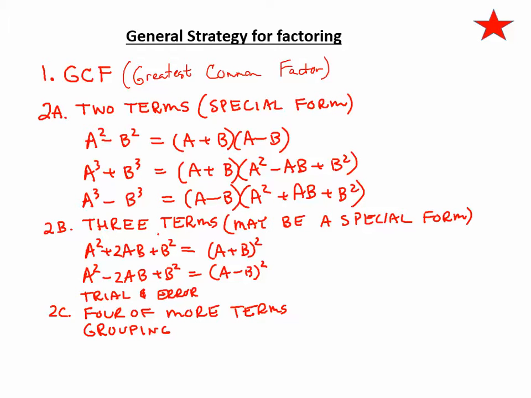If they have 3 terms inside them, it may be a special form. Doesn't have to be. So we're going to check this. This is still for Math 61. These 2 forms are for Math 61. If it doesn't fit a special form, then we're going to do it by the trial and error method. Right, if it has 4 or more terms, then we're going to do that little grouping method that we reviewed earlier.